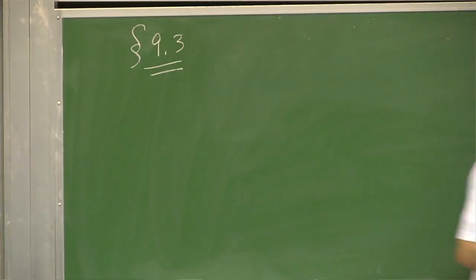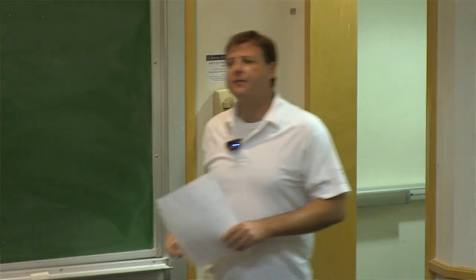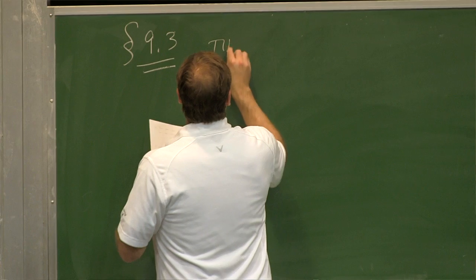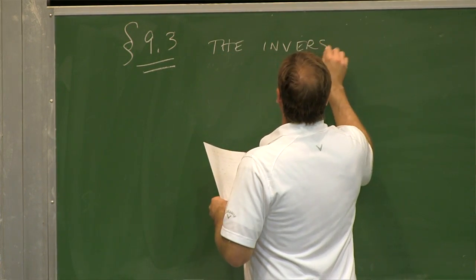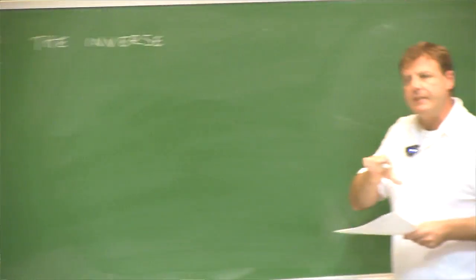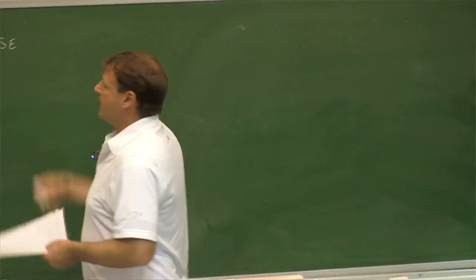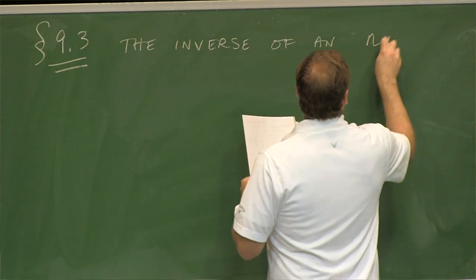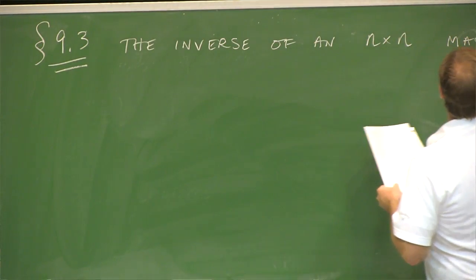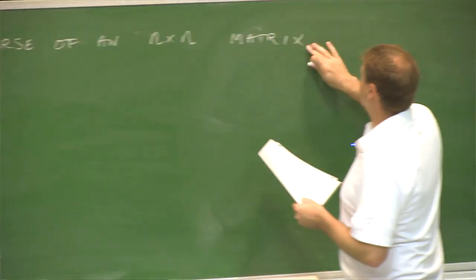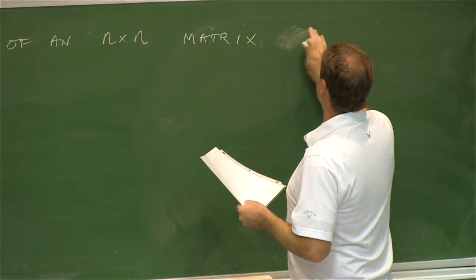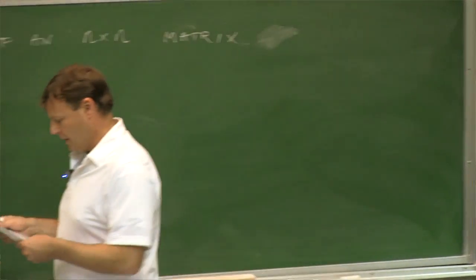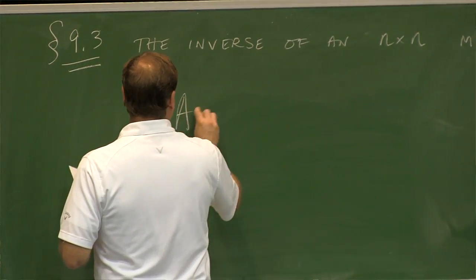Moving on to section 9.3. Here's where we find the inverse of a more general matrix, an n by n matrix. This is what all this work was moving towards. We just had to do the little detour and spend some time with the determinant because it's a part of the inverse. The inverse of an n by n matrix. We already did 2 by 2. I'll remind you of that in a minute. But let's write down the general situation.